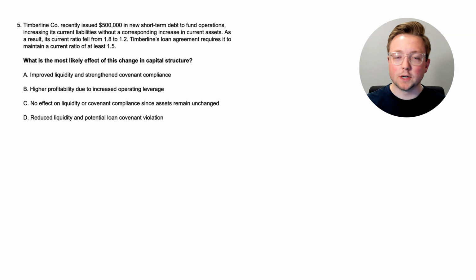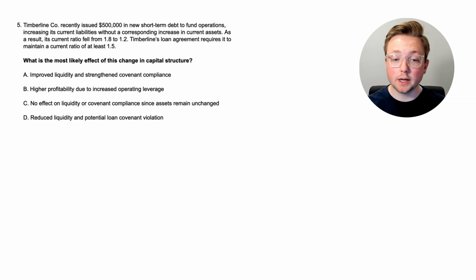All right, here we are at question 5. What is the most likely effect of this change in capital structure? Let's go to the top. Timberline Co. recently issued $500,000 in new short-term debt to fund operations, increasing its current liabilities without a corresponding increase in current assets. As a result, its current ratio fell from 1.8 to 1.2. Timberline's loan agreement requires it to maintain a current ratio of at least 1.5. So what is the most likely effect of this change in the capital structure?